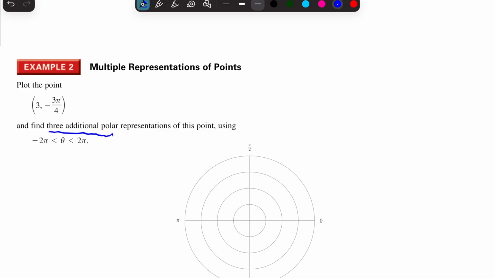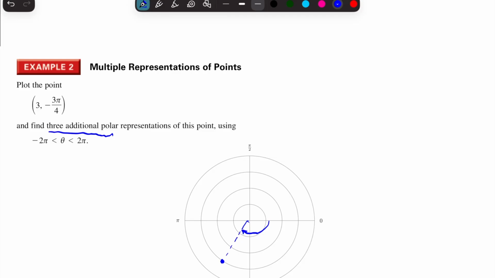of this point, and they have to be between negative 2 pi and positive 2 pi. So let's graph the original point, 3, negative 3 pi over 4. Since we have a negative angle, we're going to be measuring clockwise. And 3 pi over 4 is going to be past the first quadrant, exactly halfway into the second quadrant. So right here. And then our radius is positive 3. So here we go. There's our point.